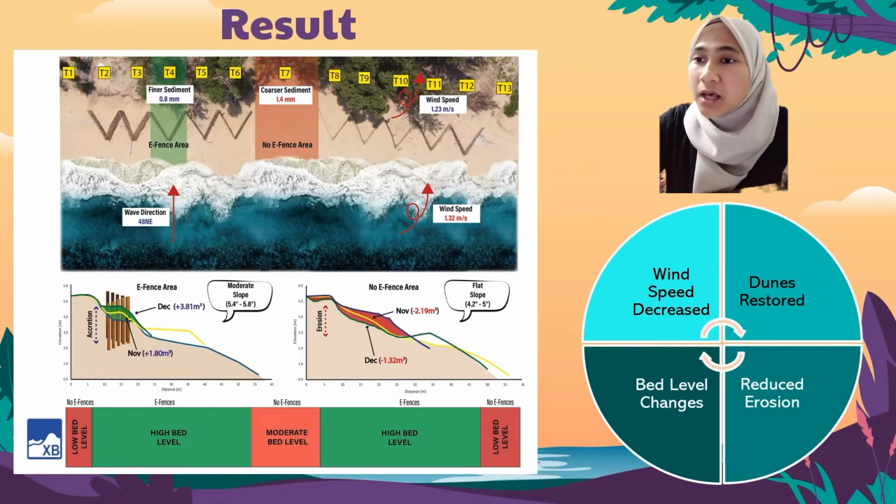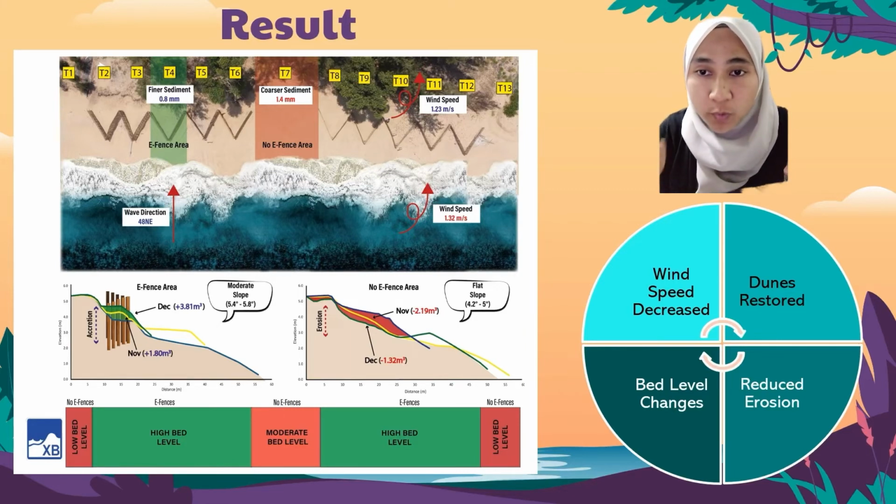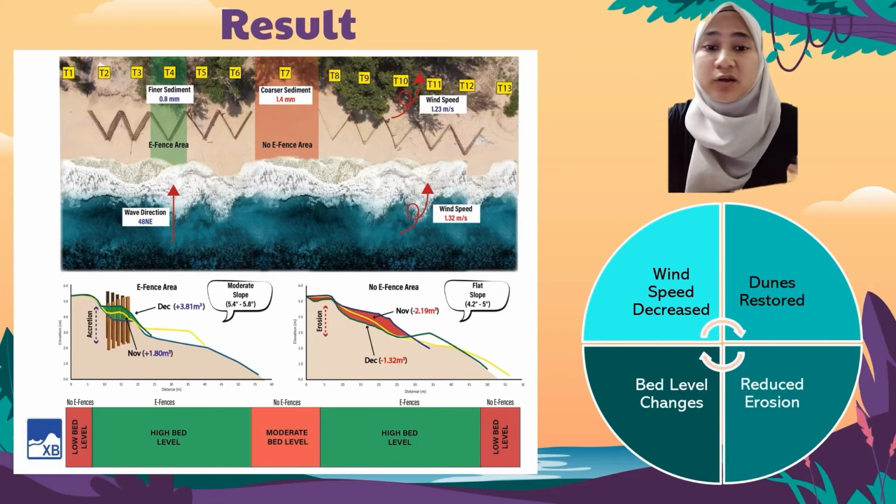In comparison, the area that was colored by the red zone is the area that was not protected by the E-fence. There are coarse sediments indicating strong waves, and there are flat slopes and also a low bed level from numerical modeling, indicating that the area is actually having loss of dunes. As we can see here, the wind speed tends to become lower when it passes through the E-fence.